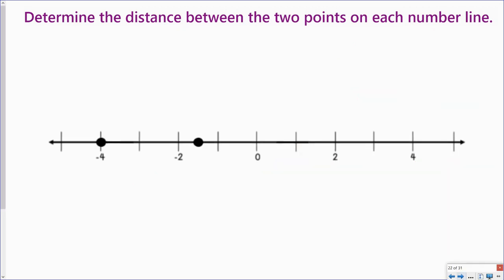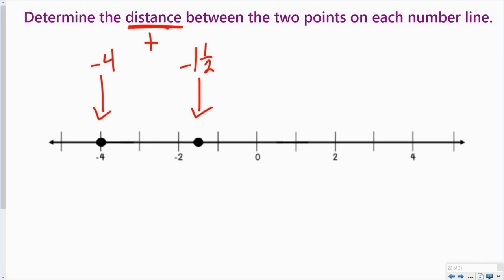Again, we have another number line, but if you notice, my points are on the negative side. So my one point here is at -4. My other point here is at -1 and 1/2. And again, I'm looking for the distance, so my answer is going to be a positive number.